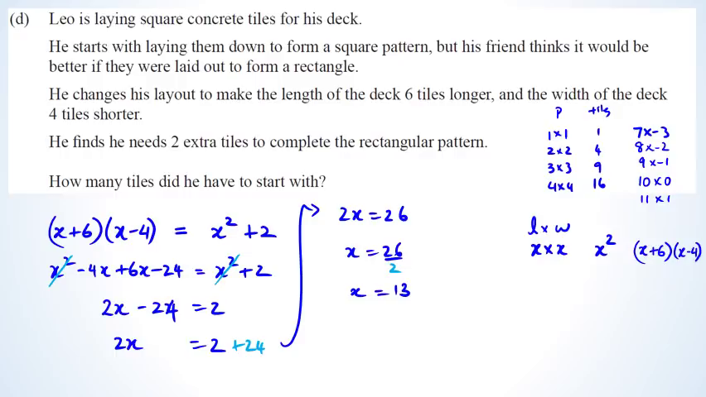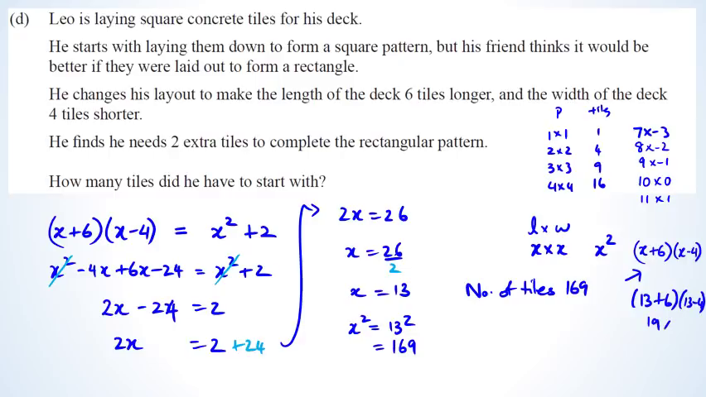So let's figure out what this means. If he had 13, x squared is equal to 13 squared, which equals 169. So the number of tiles he started with is 169. Now let's have a look at what the pattern will be. If I substitute 13 into this pattern here, I will get 13 plus 6 multiplied by 13 minus 4, which is 19 times 9, which equals 171. And as you can see, he is actually 2 tiles short. So excellence, if you get 169.